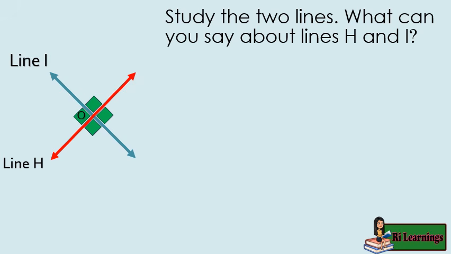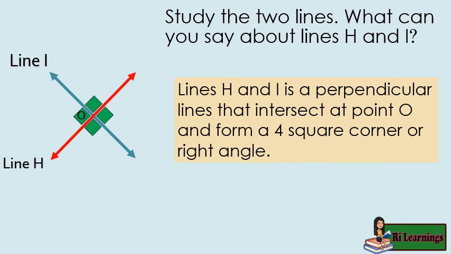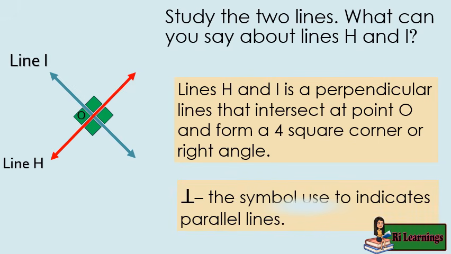Study the two lines. What can you say about lines H and I? Even though line H and line I are two separate diagonal lines, lines H and I are perpendicular lines that intersect at point O and form four square corners or right angles. This is the symbol used to indicate perpendicular lines. So we can say that line H is perpendicular to line I.